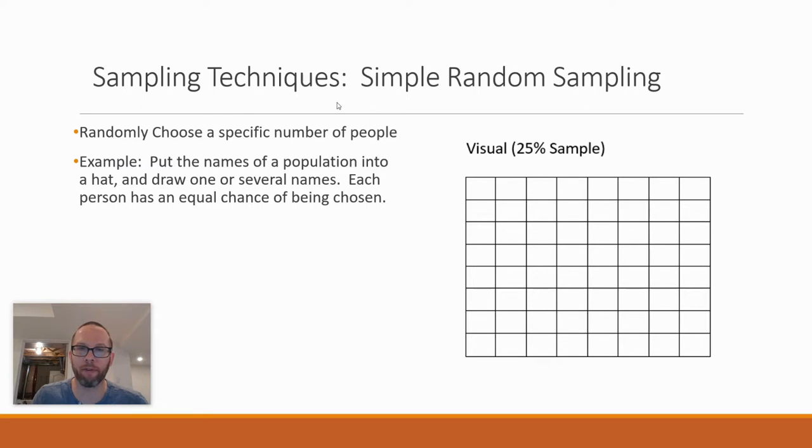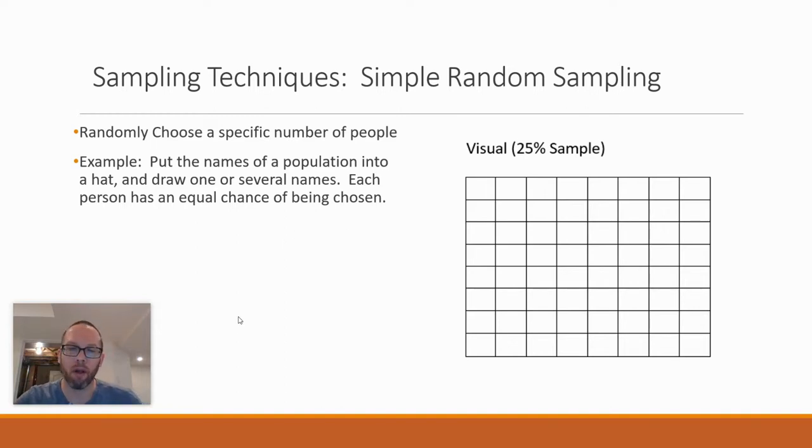So the first type of sampling technique is actually very simple, and that's where it gets its name from. Simple random sampling. You just randomly choose a specific number of people. So for example, if you put everyone's name of a population into a hat and you drew one or several names, that would be simple random sampling. Each person has an equal chance of being chosen.